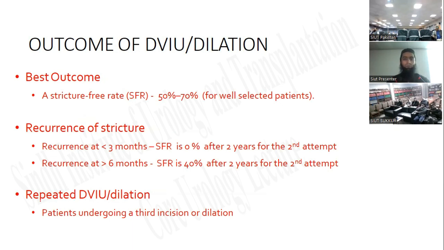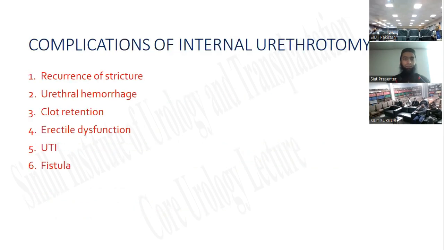The best outcome is about 50 to 70% for well-selected patients. For recurrence at less than 3 months, the stricture-free rate is 0% after 2 years for the second attempt. For recurrence at 6 months, the stricture-free rate is 40% after 2 years of the second attempt. A patient undergoing a third procedure is called repeated dilatation. The complications of internal urethrotomy are recurrence of stricture, urethral hemorrhage, clot, erectile dysfunction, UTI, and fistula.